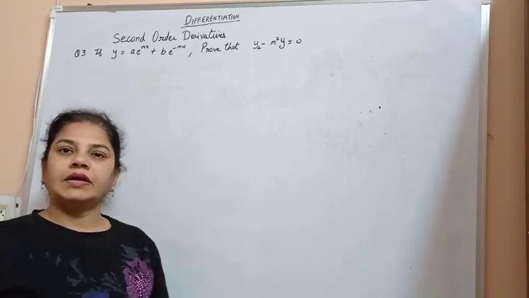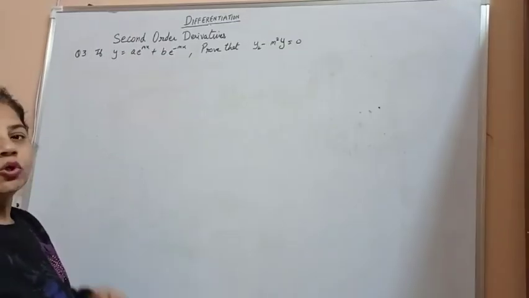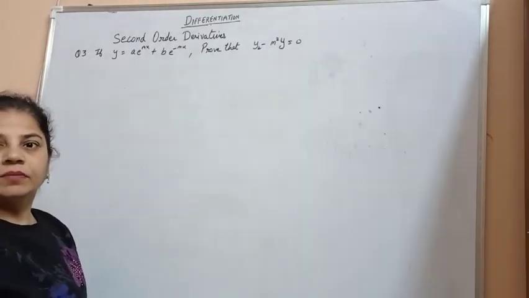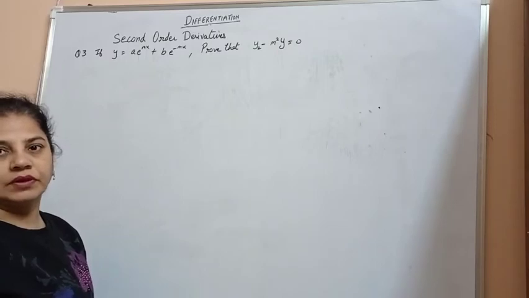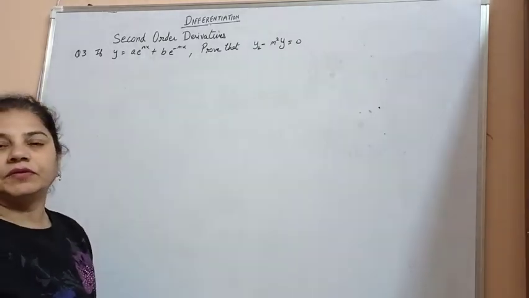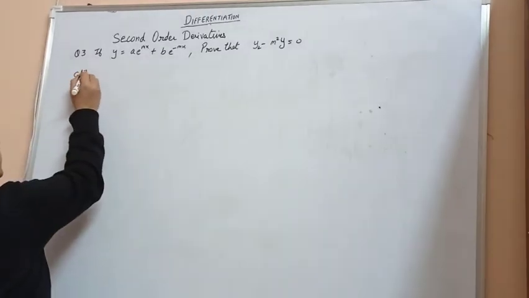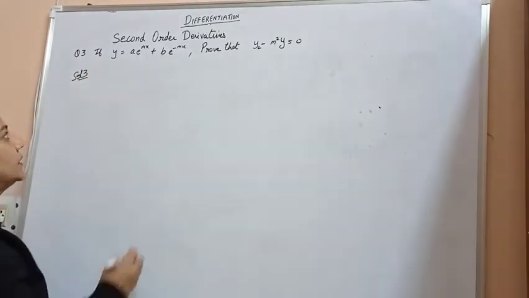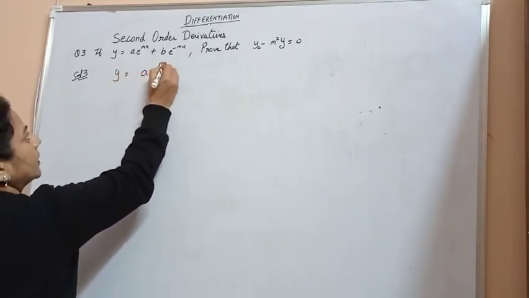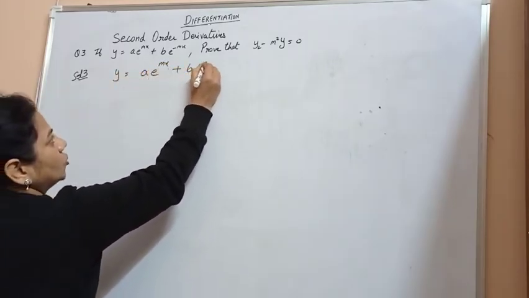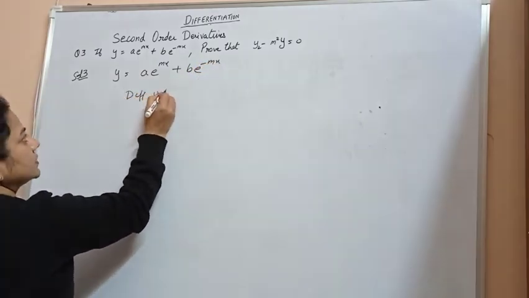The function y is given as a e to the power mx plus b e to the power minus mx. Prove that y2 minus m square y is equal to 0. Here y2 means we have to calculate the second derivative. First of all, we find the first derivative. The function is given to us as a e to the power mx plus b e to the power minus mx. Differentiate with respect to x.